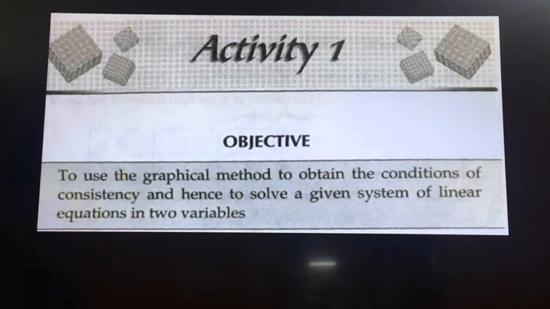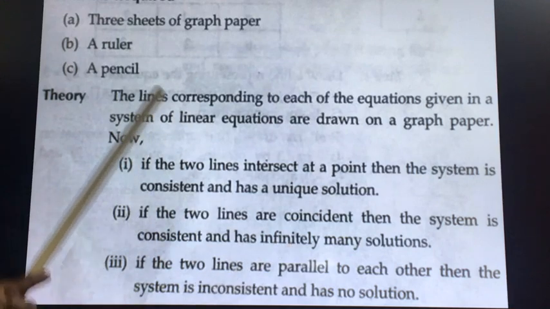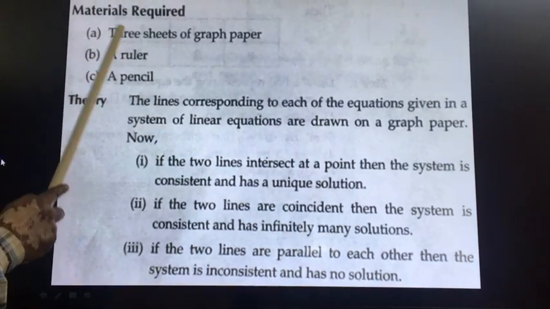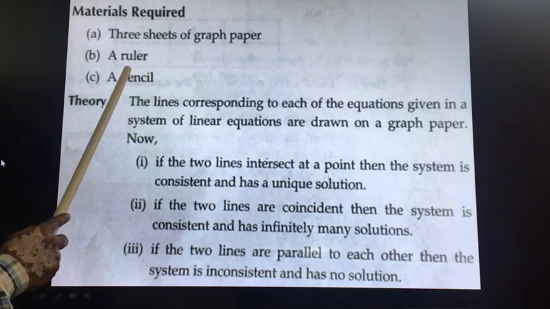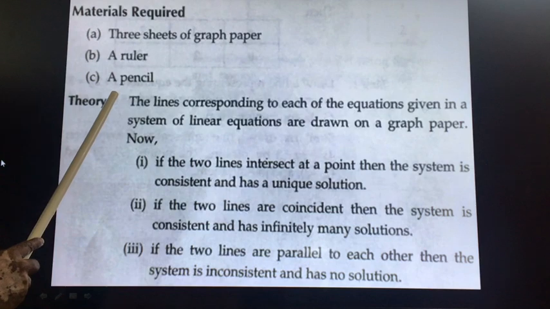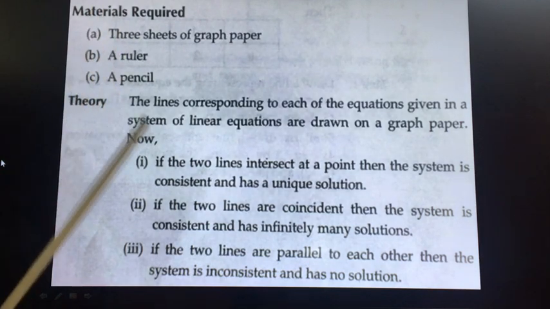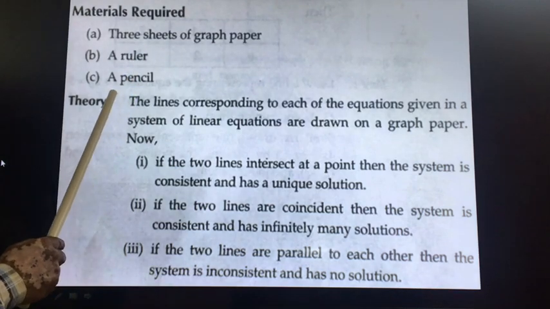I have already taught you about this when I taught the linear equations chapter, but once again we will do this practically. Now the second step is the material required. For this, 3 sheets of graph paper are required. Next, 1 ruler is required. Third, 1 pencil is required. So pencil, ruler, and 3 sheets of graph paper, right? You will write these in your notebook.